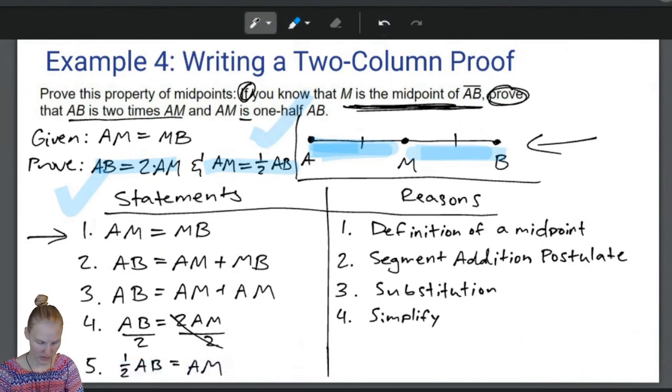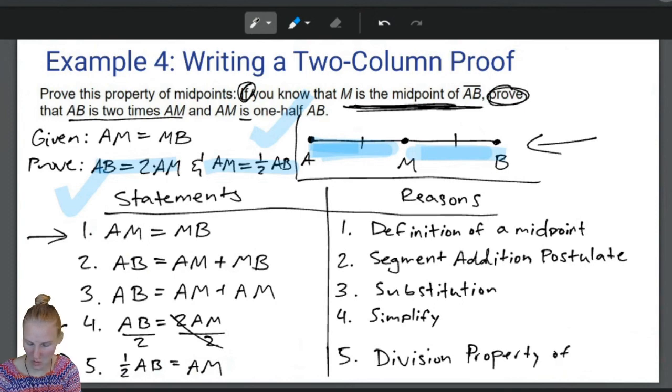Woohoo! So what's our reason for this? Why was I allowed to go from step 4 to step 5? What did I do? Well, I divided by 2, and I'm allowed to divide the same thing on both sides because of the division property of equality. But again, if you write division property, I'll know what you mean. Cool! We proved both things that we were trying to prove. And we have a reason for every one of our statements.